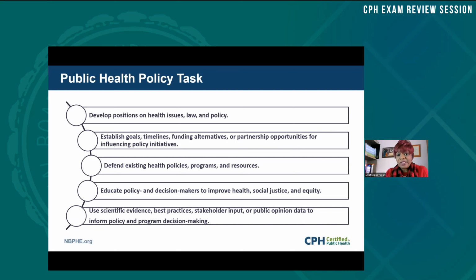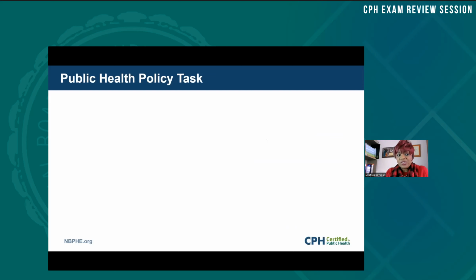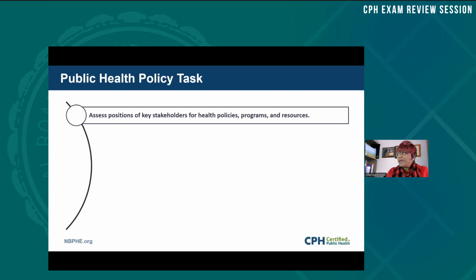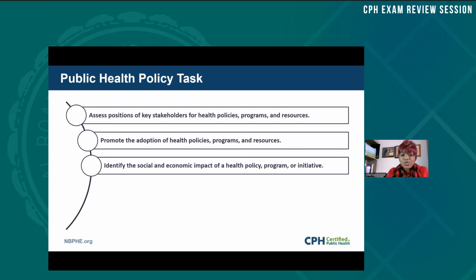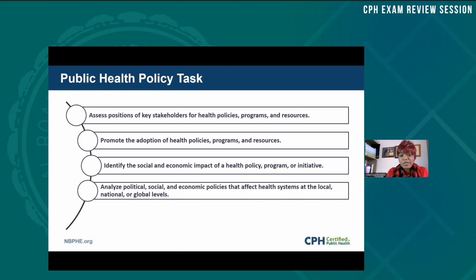I'm just outlining the 14 tasks first. So these are part of it. You want to assess the position of key stakeholders for health policy, programs, and resources. You want to promote the adoption of health policy, programs, and resources. You want to identify the social and economic impact of a health policy and initiative. You want to analyze the economic policies and how they affect systems at the local, national, and global level.